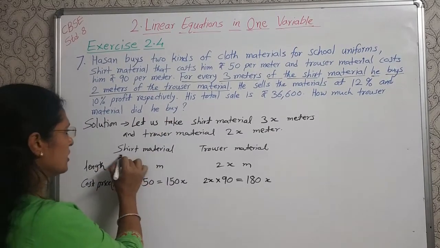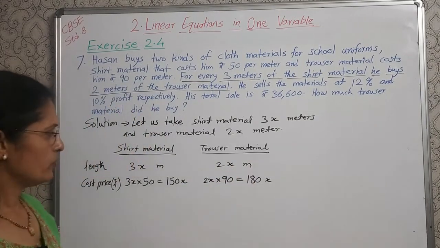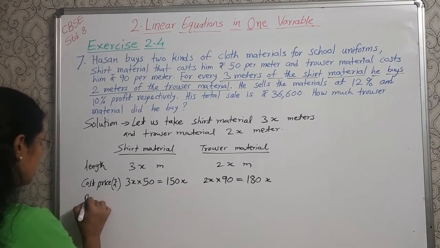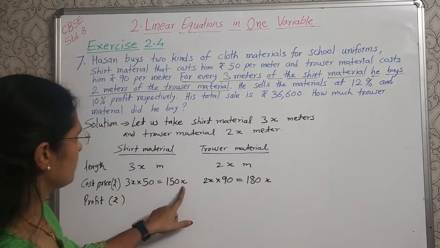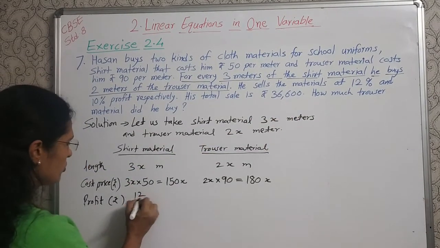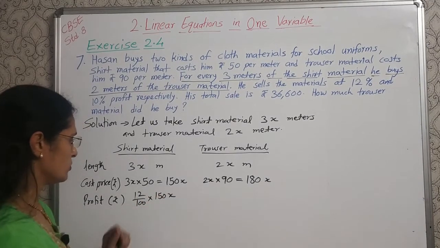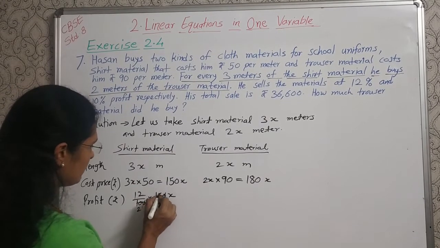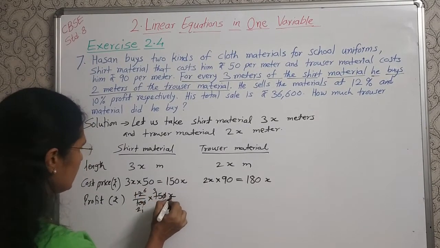Now see, he sells the material at 12% and 10% profit respectively. So for the shirt material he takes 12% profit and for trouser material he takes 10% profit. So let us see what is the profit in rupees. Now for this 150x, 12% profit. So 12 by 100 multiplied by 150x. Now simplify this, 0, 0 cancel, 5 2s are 10, 5 3s are 15, 2 1s are 2, 2 6s are 12. So here 6 3s are 18x.